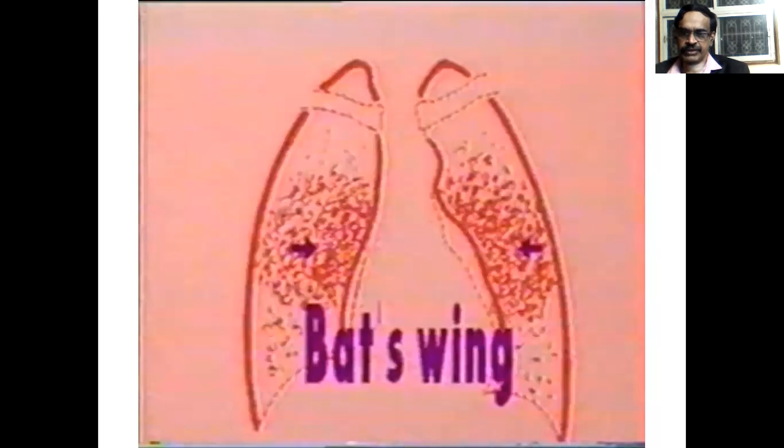So this is bat wing appearance or butterfly shadow. You can see the alveolar edema. That is, in the alveoli there will be collection of fluid that leads to patchy white opacity on both sides of the heart. That looks like a bat's wing appearance or butterfly shadow. That is also found in pulmonary edema.